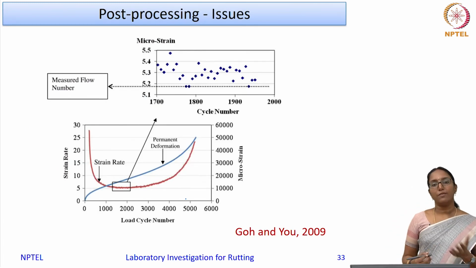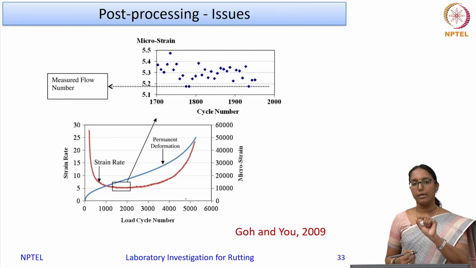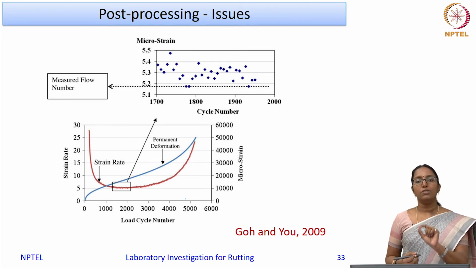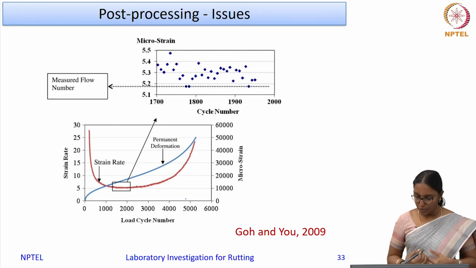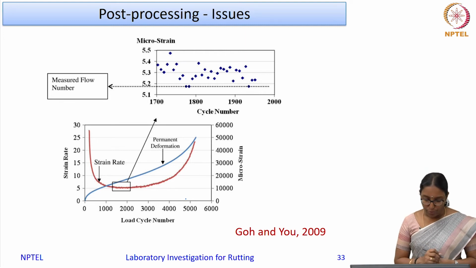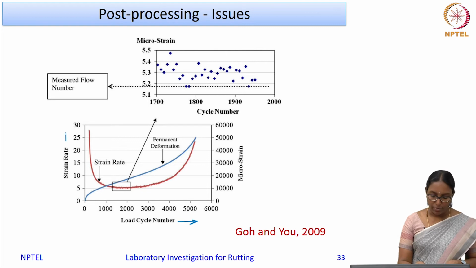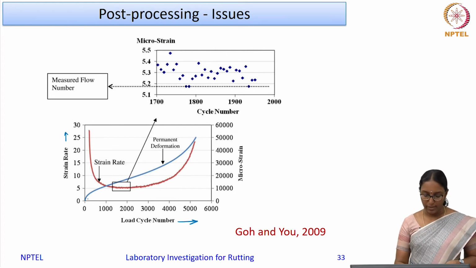The one which I have already discussed is that you may not be able to identify one cycle number which is the starting of the tertiary stage, or which can be represented as a flow number. As you can see here, this is taken from a study by Goh and You. This is the load cycle number on the x-axis and the strain rate on the y-axis, and the permanent deformation is also marked here. The blue line represents the permanent deformation and this is the strain rate.